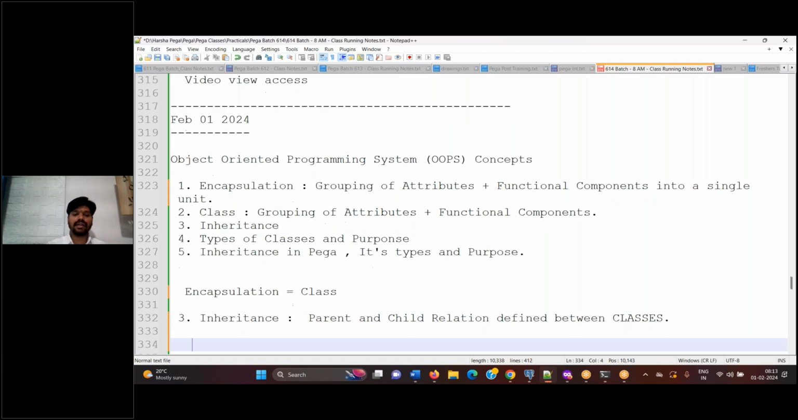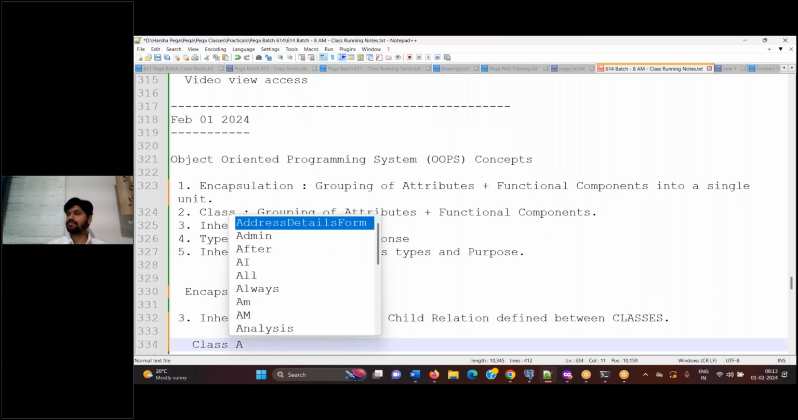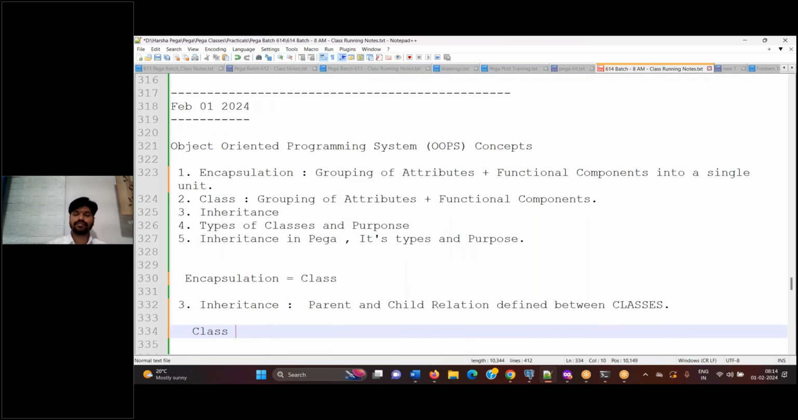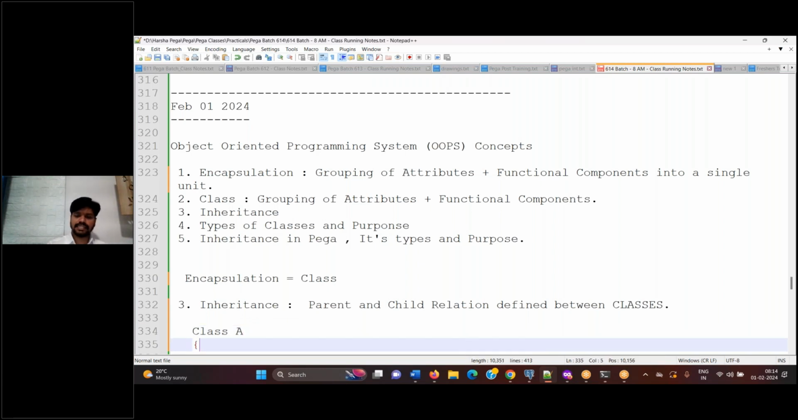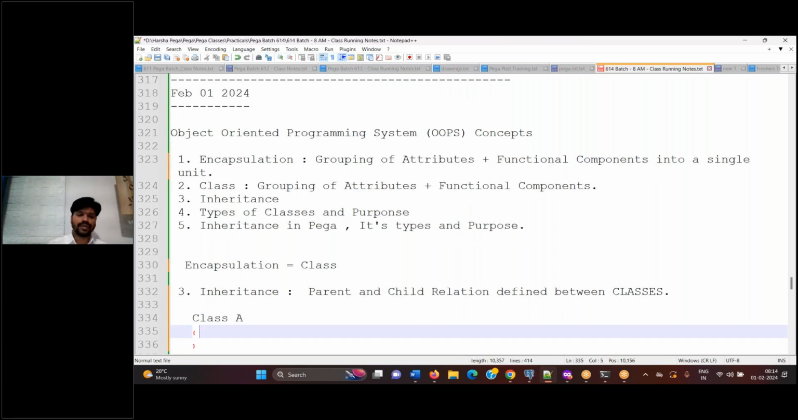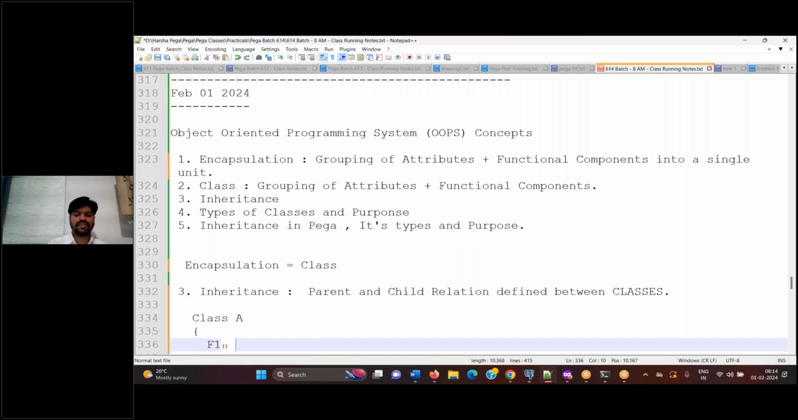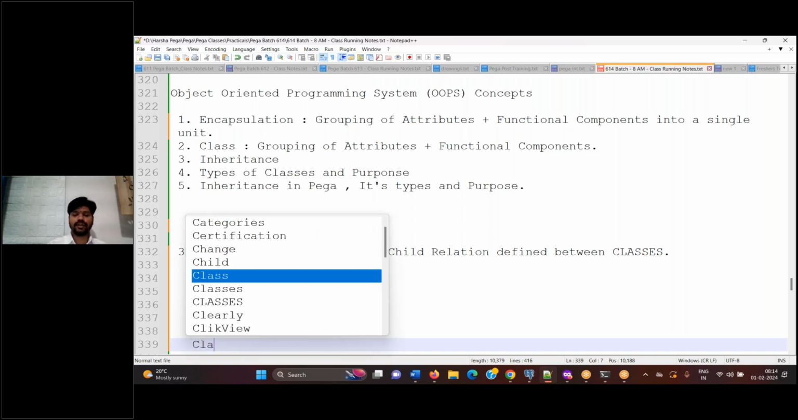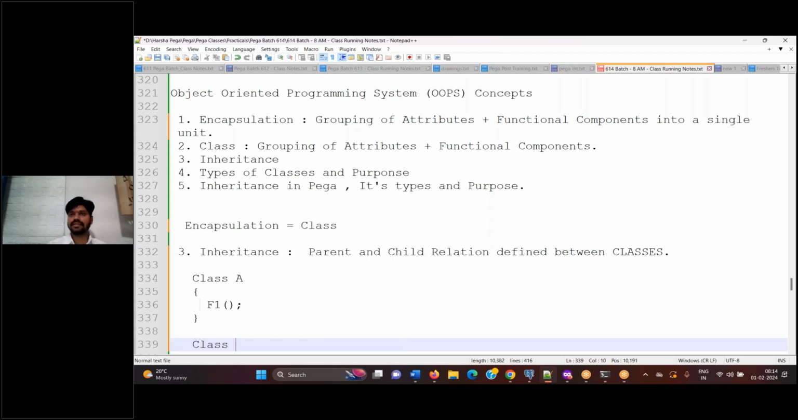Just generally I'm telling. Class A. It will have some functional components and attributes. I'll tell you like this. Generally, for example, Class A has F1 as a functional component. Now I am writing class B. Just for your understanding, I'm writing it like this; in Pega we will not write like this. Pega, everything is UI based.